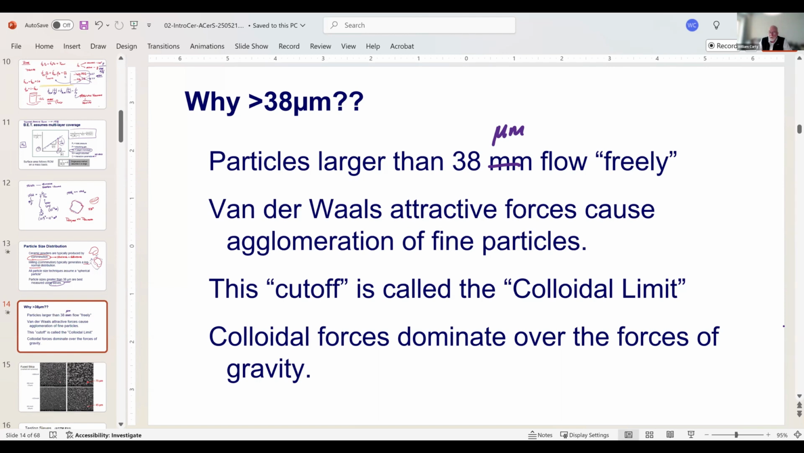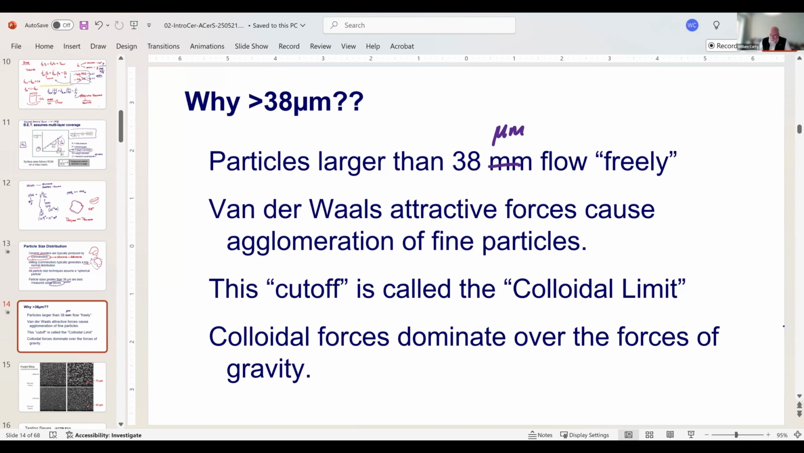And the powder sugar does not flow freely. The reason is that when the particles get below this cutoff of 38 microns, you end up with agglomeration because of what are called van der Waals attractive forces. This cutoff is called the colloidal limit, and colloidal forces dominate over the forces of gravity. So when the particles get too small, they start to become immune to gravity and they clump instead of flow well.